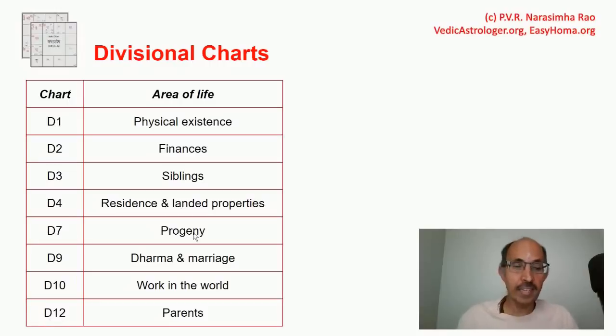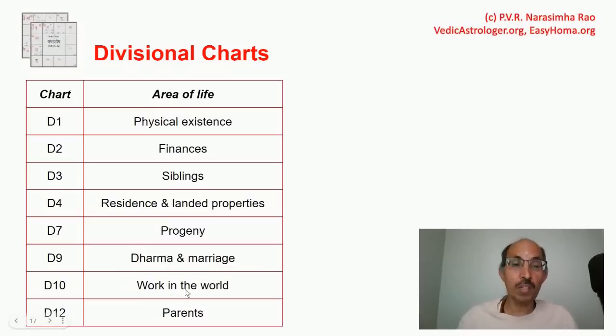D7 shows the progeny, children, and of course grandchildren, great-grandchildren, etc. Everything related to children: their success and failure, their career, their marriage. And D9 shows dharma and marriage. How you fulfill dharma in this world, what you consider in this physical world as your dharma, is it like building a temple or starting a big company, whatever you basically consider as dharma, and marriage. Marriage is part of dharma, it's a subset of dharma.